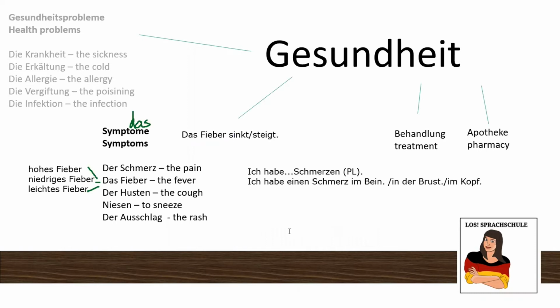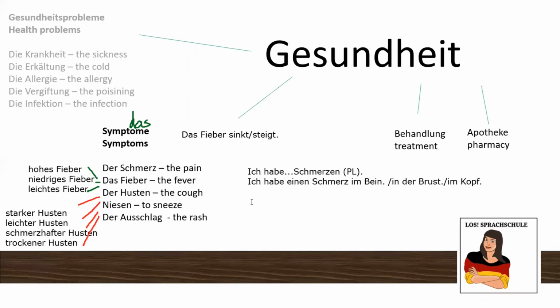Der Husten, the cough, and here you can see the same. Starker Husten, a strong cough. Leichter Husten, a light cough. Schmerzhafter Husten, a painful cough. And the last one, trockener Husten, a dry cough.